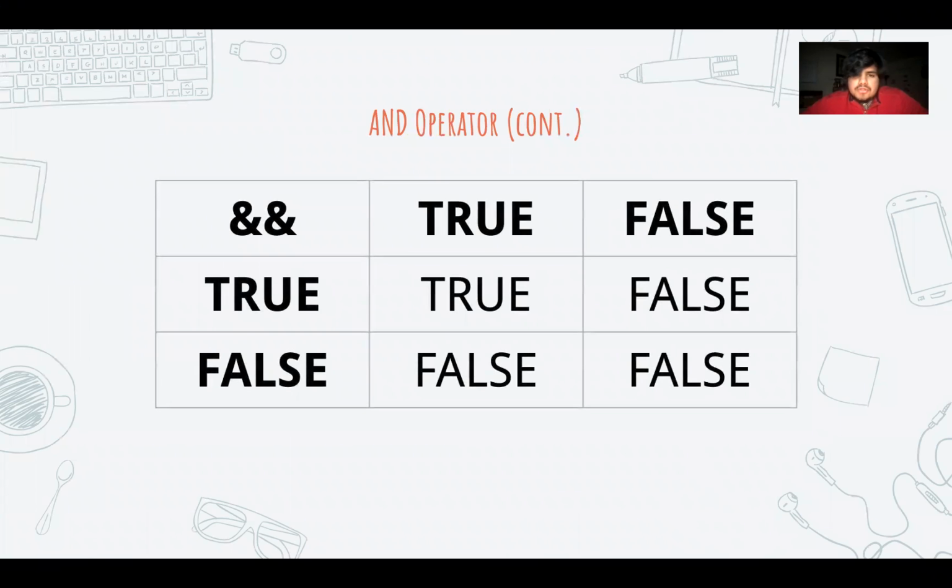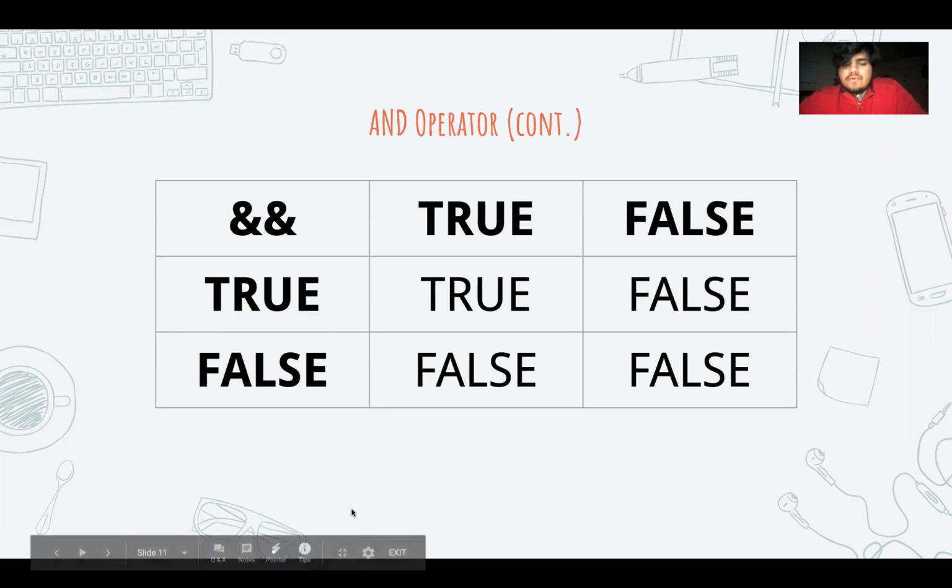You can represent it in a chart pretty easily. So if one side is true and the other side is true, then you're going to get true. But if one side is false and one side is true, or vice versa, depending on the side, it will always return false. And of course, if both of them are false, then it's going to return false because there's no true value.